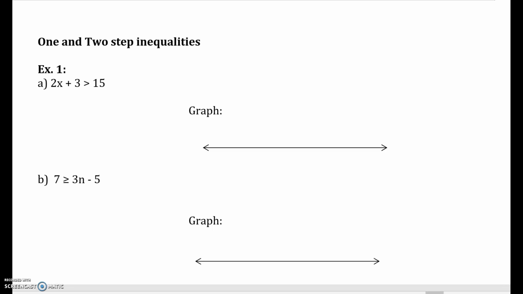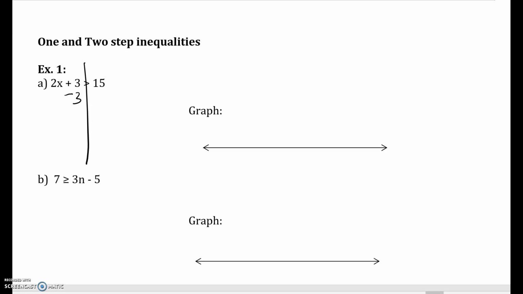So now we're going to go ahead and try solving 1 and 2 step inequalities. I'm going to do the first 2, and I want you to copy them down as we go. Then I'm going to ask you to try the next 2 on your own and check them. So here's a 2-step inequality. You solve it just like an equation. We still have our line down the middle. We start with adding and subtracting before we multiply and divide.